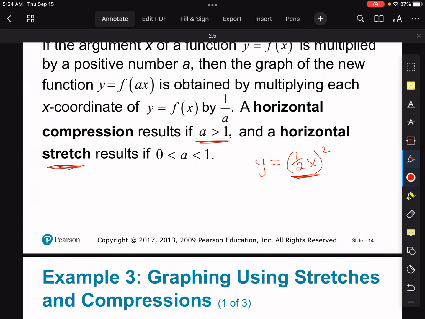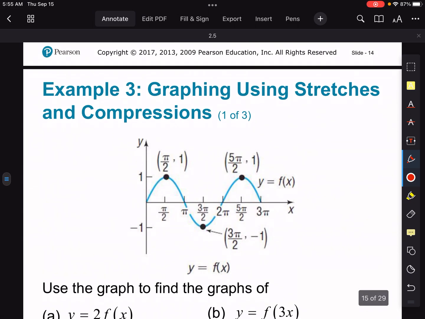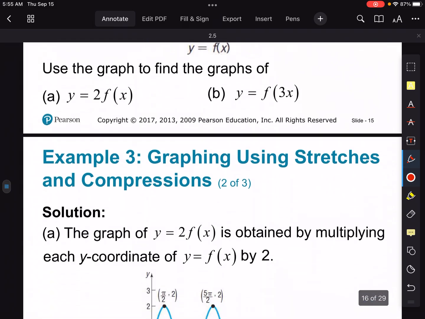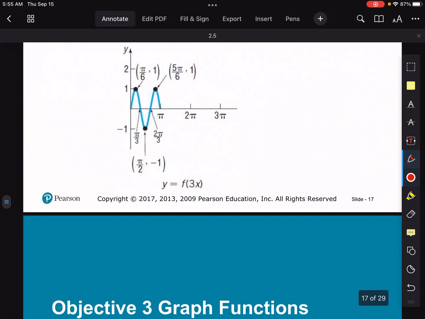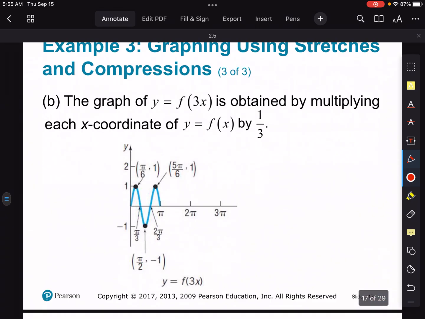If I did this one, this is a stretch, right, horizontally. And then if you wanted to compress things horizontally, you could put a number bigger than 1 in there, so like (3x) squared is a horizontal compression. So again, I challenge you, put those into Desmos and see how that changes things. And then they go through some examples here, which I'm not going to roll through all of with you guys. I think you get the rough idea.